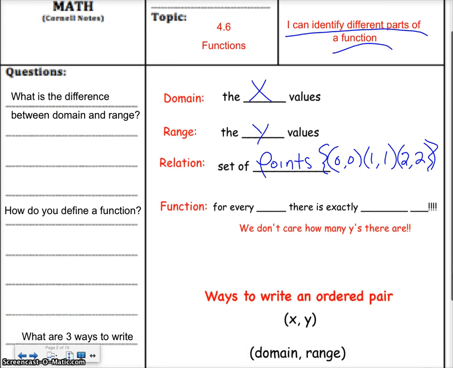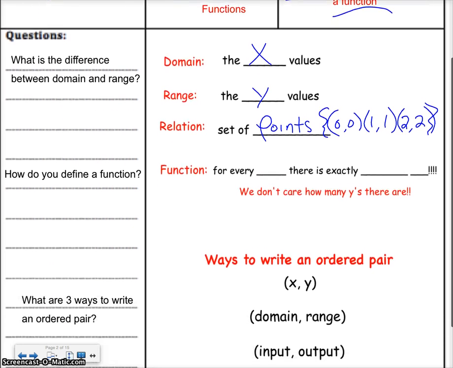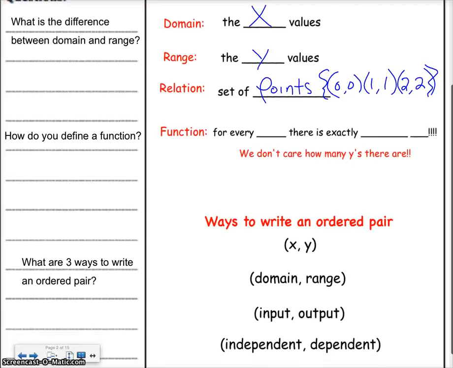Here is the definition of a function. Remember that everything depends on x. X dominates, x is the domain. So for a relation to be a function, for every single x, there is exactly one y.